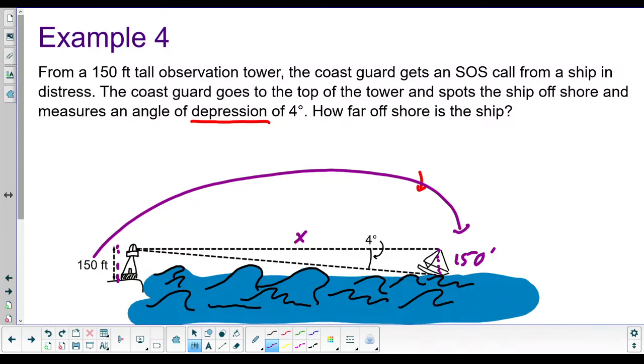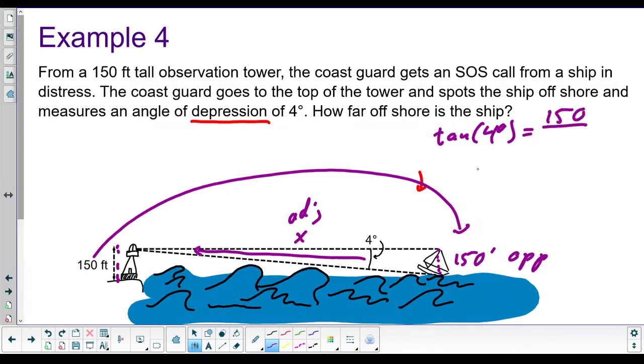So again, the angle we know is this angle way back in there. Okay? The opposite side is this 150. And then there's our hypotenuse at the angle. So this is our adjacent side. So we're going to use tangent yet again. So tangent of 4 degrees. Whoops, not 40 degrees. Come on now. Equals opposite over adjacent. Okay, so let's figure out tangent of 4 degrees really quick.